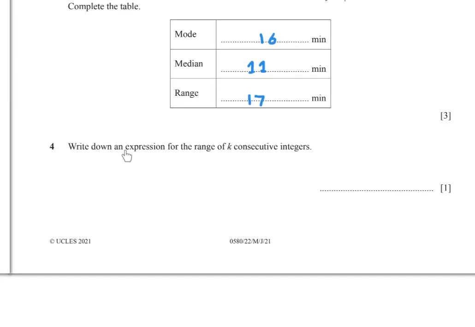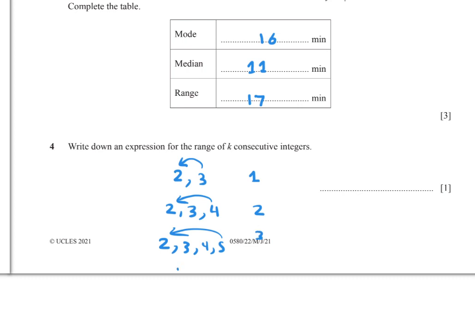Number 4. Write down an expression for the range of k consecutive integers. To understand this, if we have 2 consecutive integers, for example 2 and 3, the difference between them, or the range, is 1. If we have 3 consecutive numbers, the difference between them is 2. If we have 4 consecutive numbers, the difference is 3. So if we have k consecutive integers, the difference between them should be k minus 1.